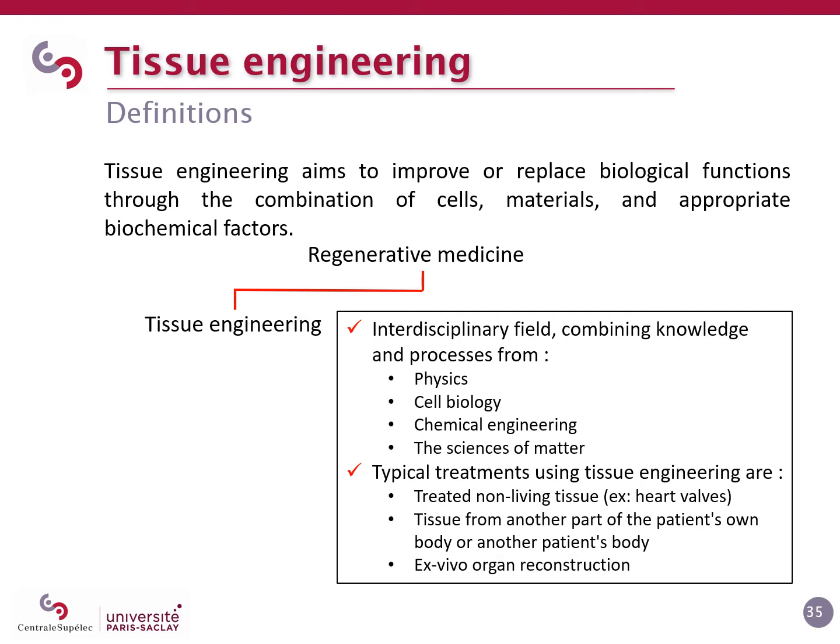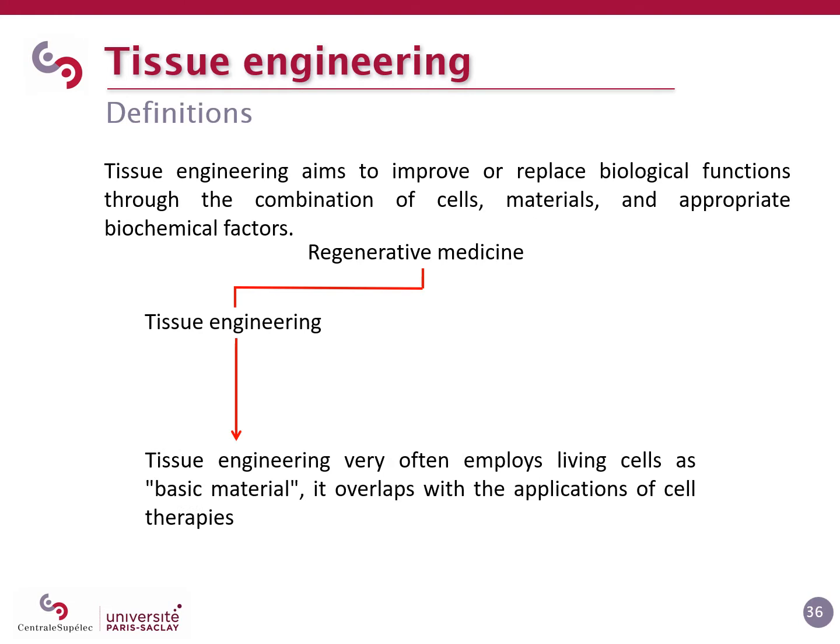Typical treatments using tissue engineering are treated non-living tissue, for example, heart valves, tissue from another part of the patient's own body or another patient's body on ex vivo organ reconstruction. As tissue engineering very often employs living cells as basic material, it overlaps with the applications of cell therapies.